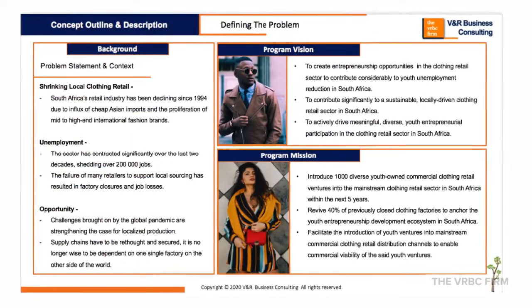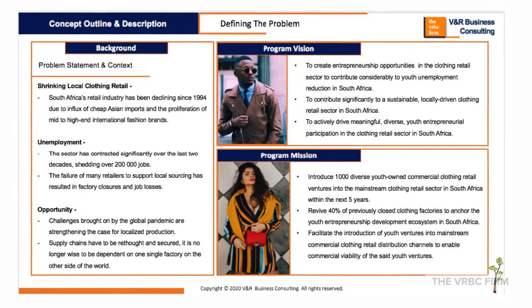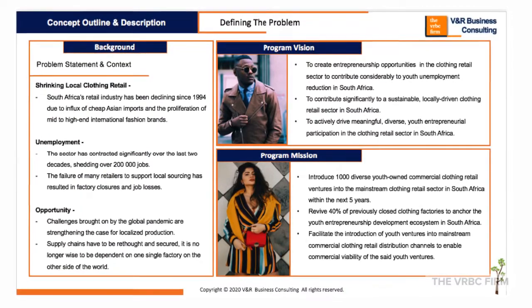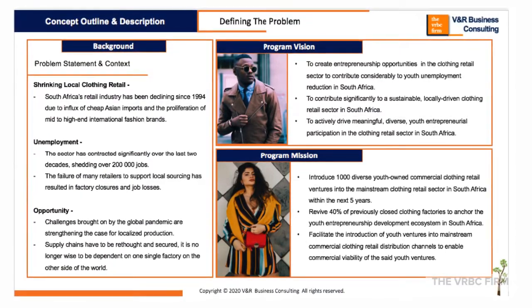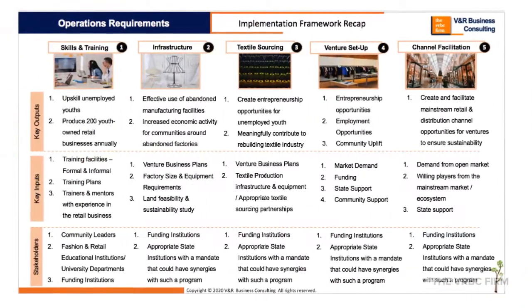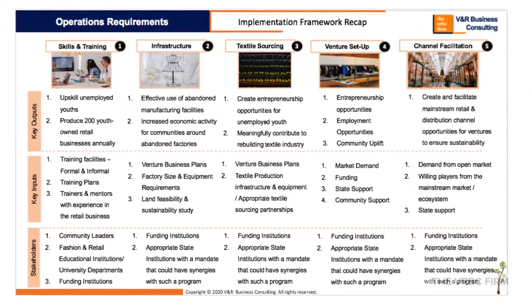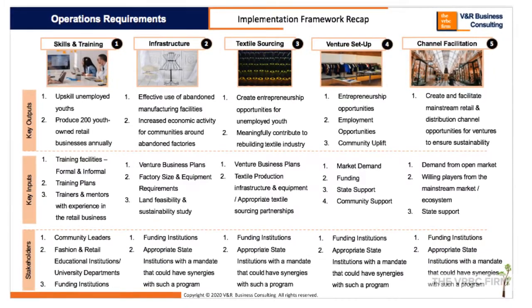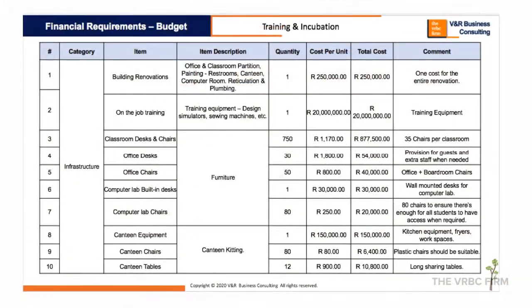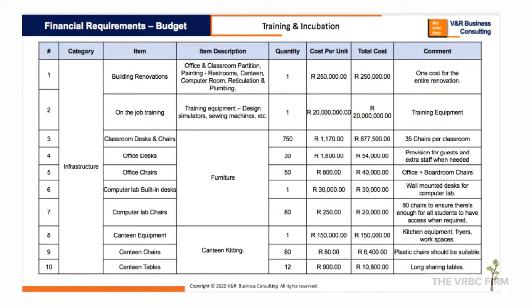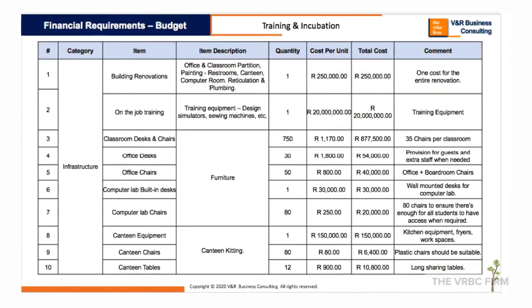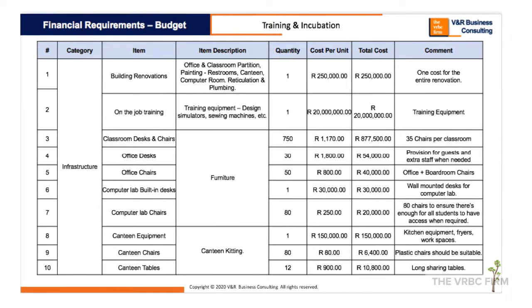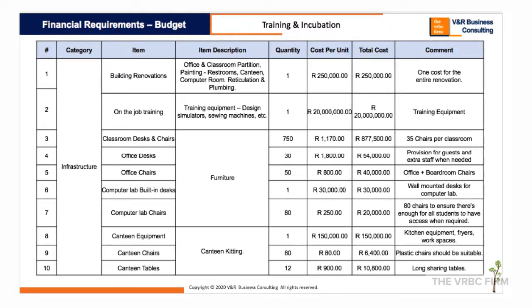A quick recap. Right, so remember that operational requirements list we built up in chapter 4? Well, now we need to cost it, item by item.